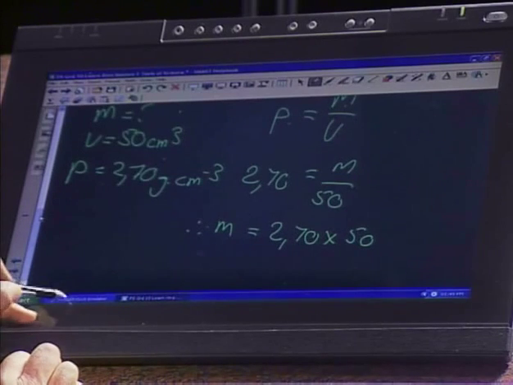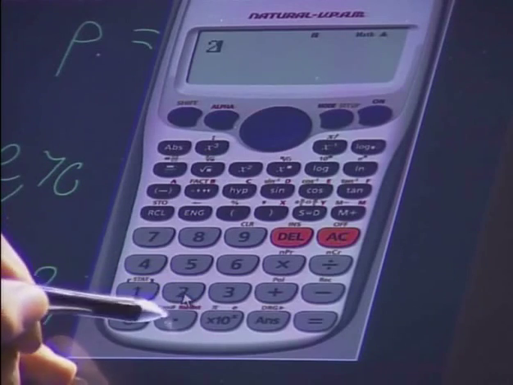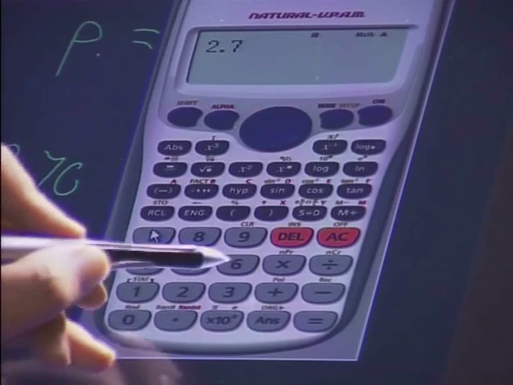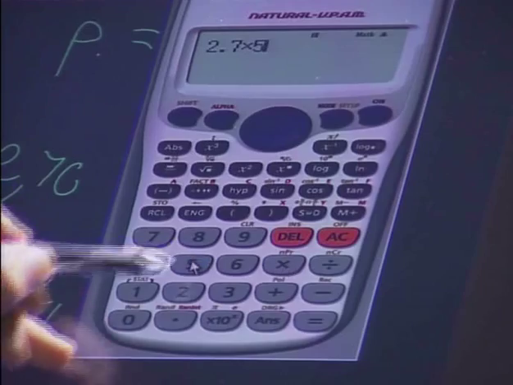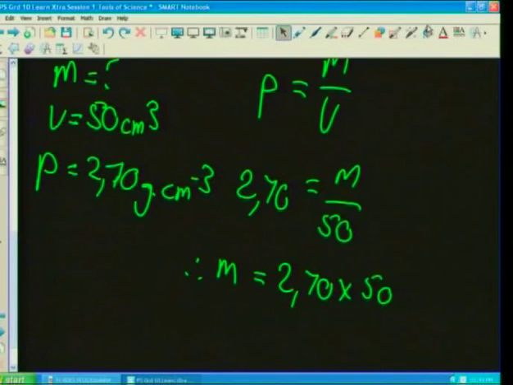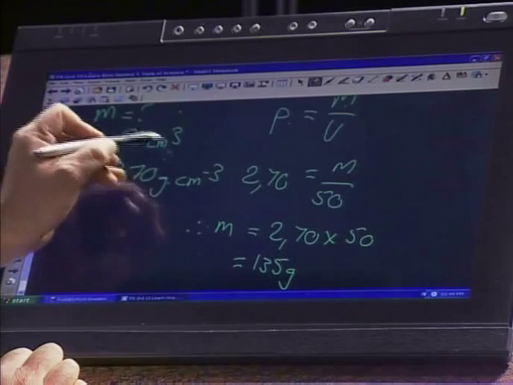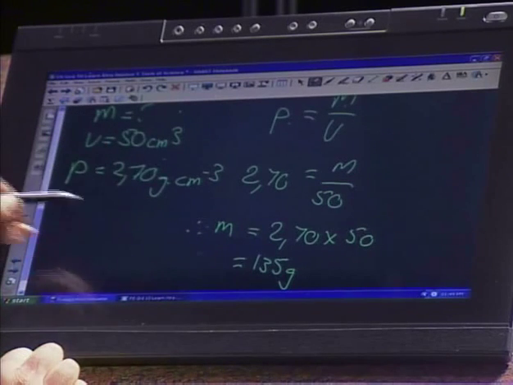Let's use the calculator, and we'll be able to work out the mass. So we're going to say 2.7 multiplied by 50 gives us 135 grams. So check the units. The reason that it's 135 grams is that this was grams and that was centimeters cubed. Centimeters cubed times per centimeters cubed, those are going to cancel, and I'm left with grams.